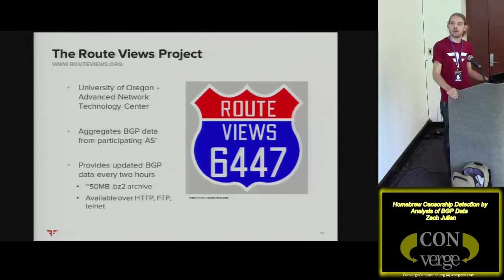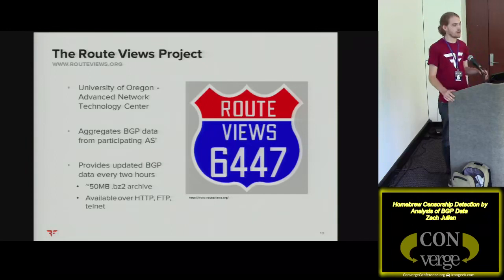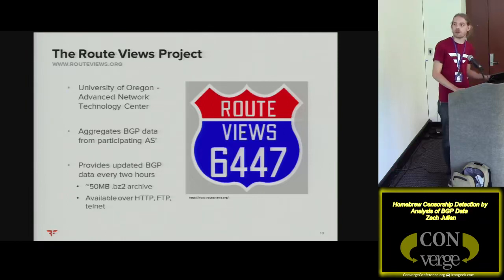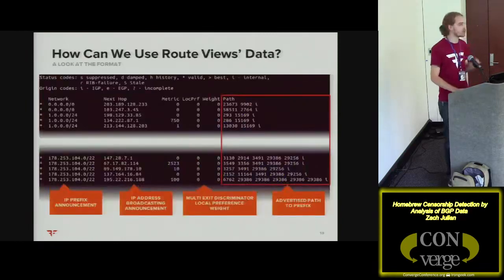So they update this data every 2 hours. They have a new BZ2 file available, which is about 50 megabytes, and it's available over a variety of formats. So this is great because we can get a lot of new data every 2 hours, which is pretty frequent. I would definitely recommend checking out routeviews.org when you have a moment if you're interested in BGP at some point. They also have some other tools to visualize and play with BGP data on their website as well.